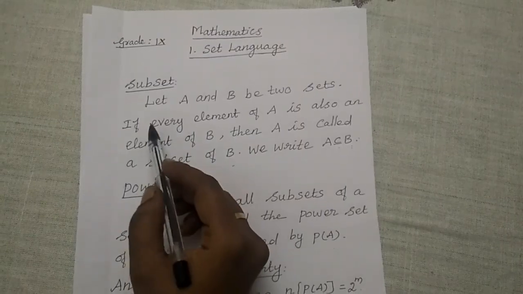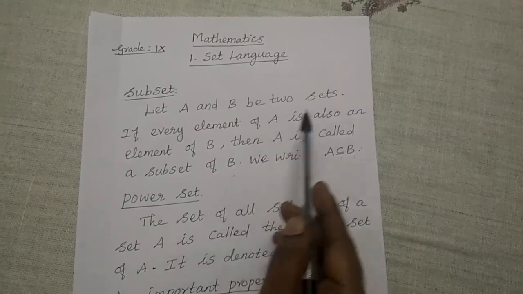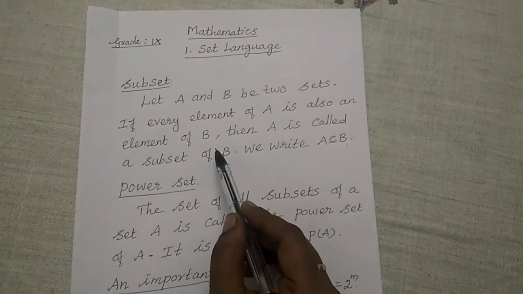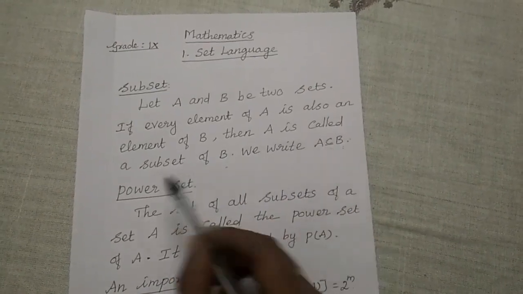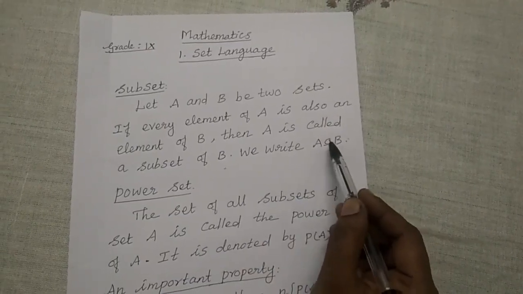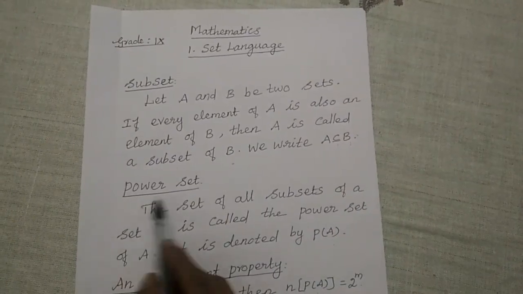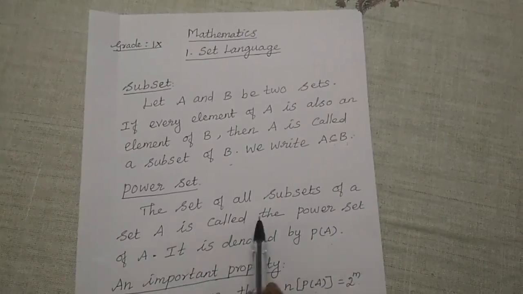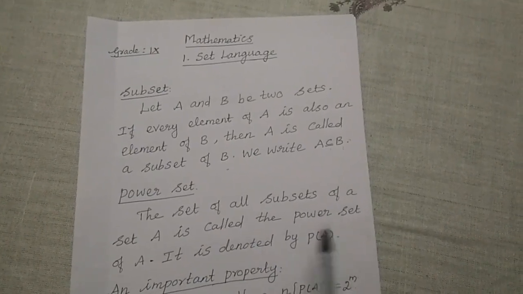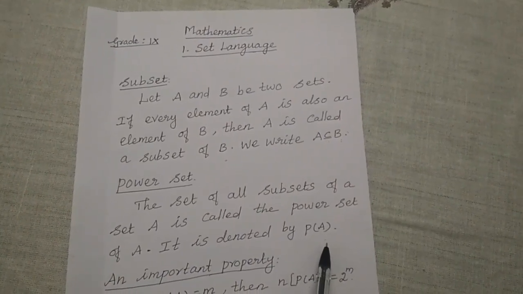Subset. What is meant by subset? Let A and B be two sets. If every element of A is also an element of B, then A is called the subset of B. You write A is the subset of B. Next one, power set. The set of all subsets of a set A is called the power set of A. It is denoted by P of A.